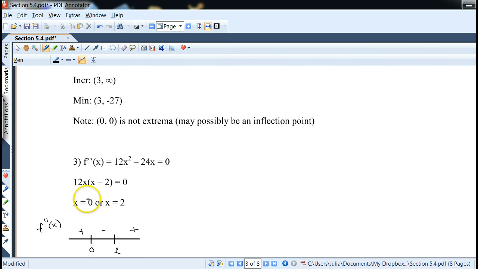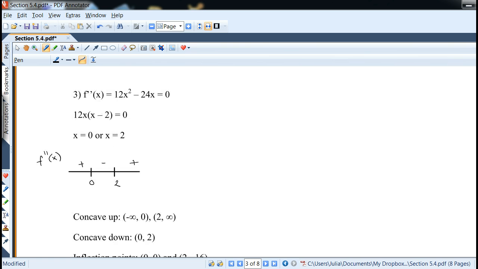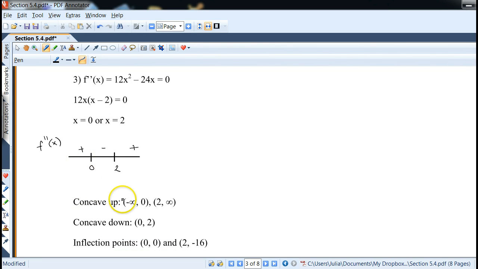I picked some points; I don't think I mentioned which ones. You can pick -1, for example, and negative times negative gives you a positive. You can pick 1: positive times negative gives you negative. You can pick 3, and then positive times positive gives you positive. So notice the sign does switch, so we have a couple of inflection points there. It's concave up from -infinity to 0, and then also from 2 to infinity. It's concave down from 0 to 2. And the inflection points, by plugging them into the original function, are (0, 0) and (2, -16).